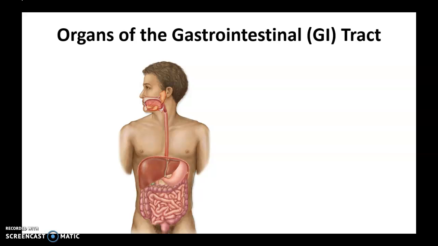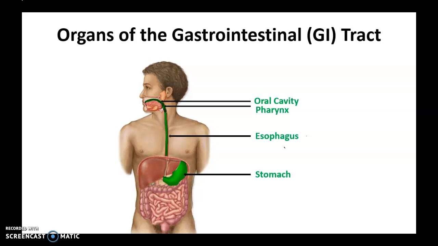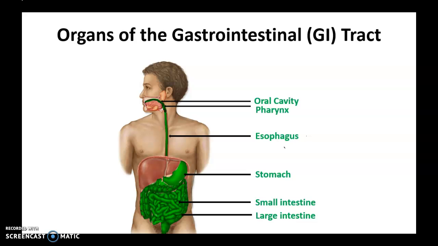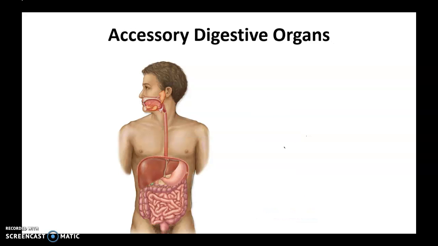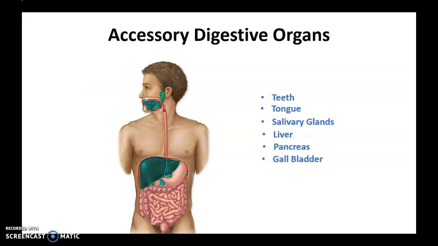The organs that make up the GI tract include the oral cavity, pharynx, esophagus, stomach, small intestine, and large intestine. The accessory digestive organs that appear as outgrowth of the GI tract include the teeth, tongue, salivary glands, liver, pancreas, and gallbladder. All these together help in the process of digestion.